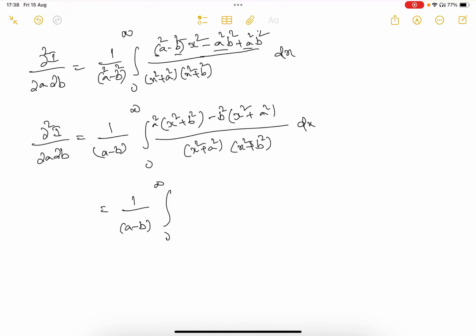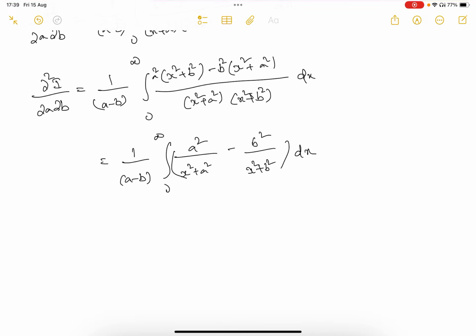The a square by x square plus b square will get cancelled in the first case, then it will be a square over x square plus a square. Similarly here, x square plus b square dx. Right?